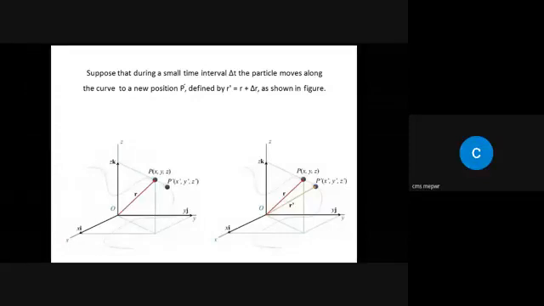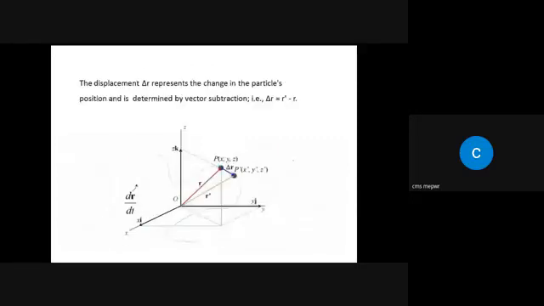So the difference between final position and initial position, or the difference between these two position vectors, will basically give us the displacement vector, right? And that displacement vector is basically represented by delta R. So delta R is basically R bar minus R, this final position minus initial position.